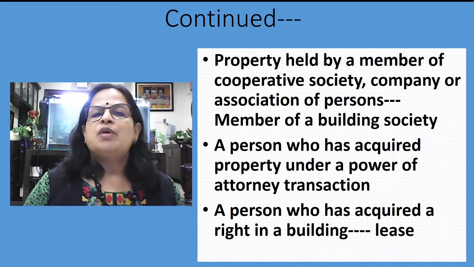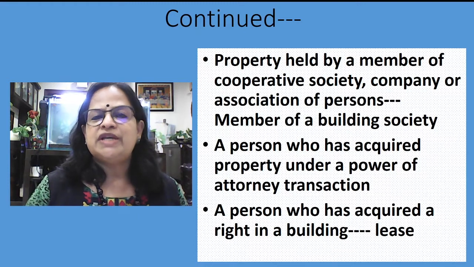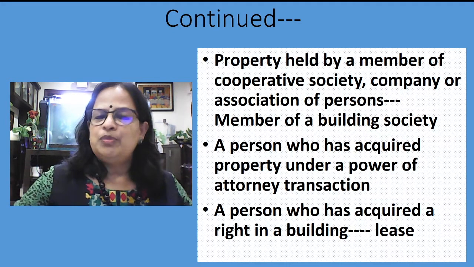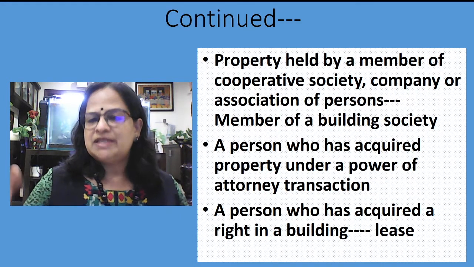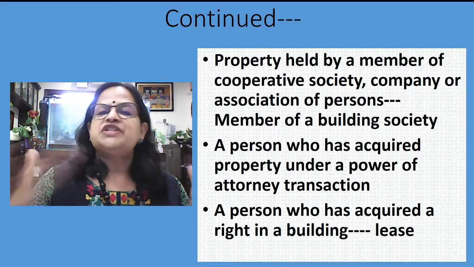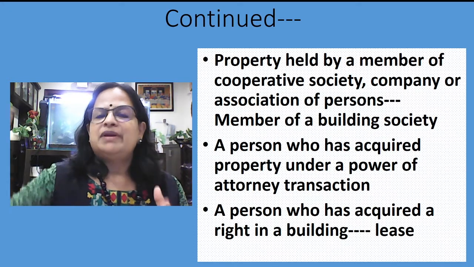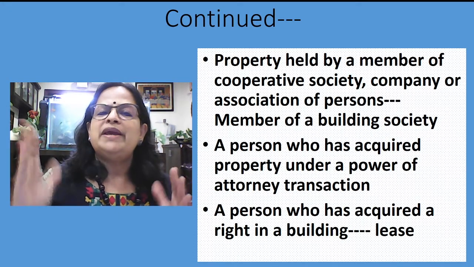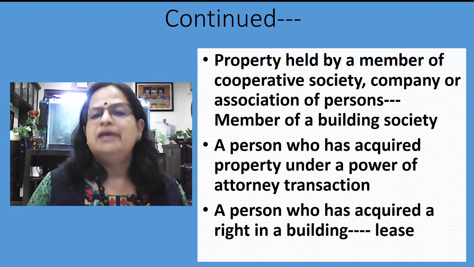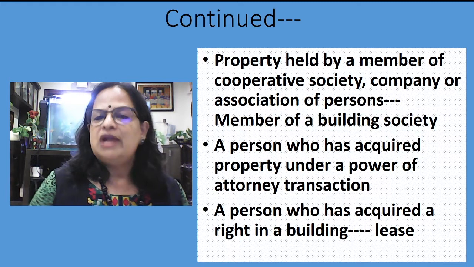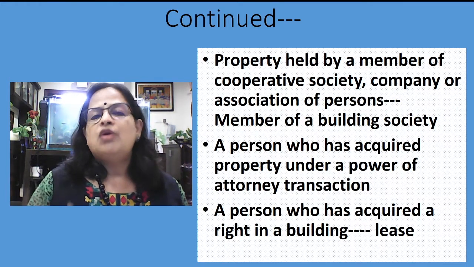Next is property held by a member of a cooperative society, company or association of persons. See, I live in an apartment. Here we have 8 flats. So everyone will get the ground portion, the land where the building is constructed, and a 1/8 share will be owned by our family. That is how every owner gets a 1/8 share of the ground property. The entire building's 1/8 land will be our ownership.